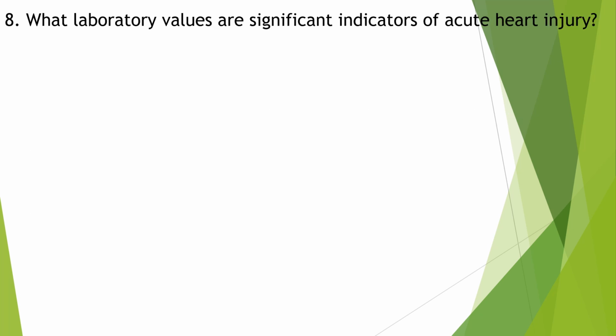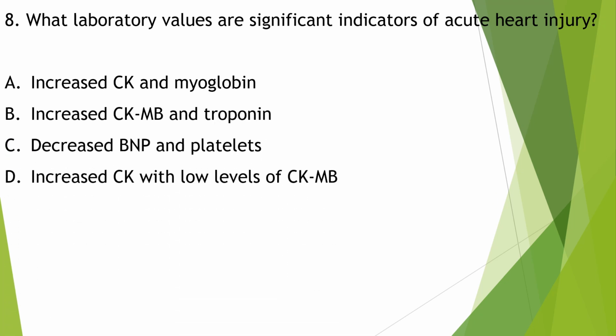What laboratory values are significant indicators of acute heart injury? Increased CK and myoglobin, increased CK-MB and troponin, decreased BNP and platelets, increased CK with low levels of CK-MB. So here you need to understand about the laboratory predictors and markers of heart disease.